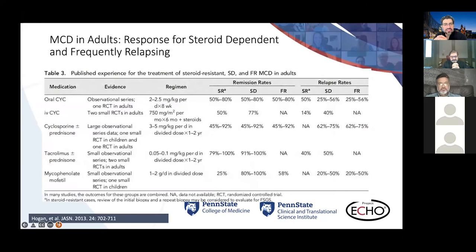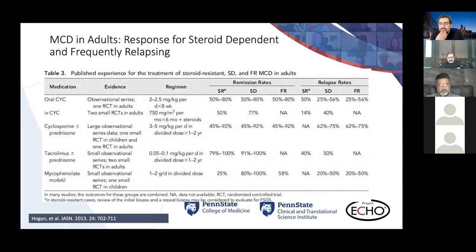This was some of the summary of some of the trials at that time. I don't think this has any of the pediatric trials included. So this was treatment of steroid resistant, steroid dependent, and frequently relapsing minimal change disease in adults, and looked at the different response rates with oral cyclophosphamide and with IV cyclophosphamide. Oral was for 8 weeks, the IV was 6 months plus steroids.